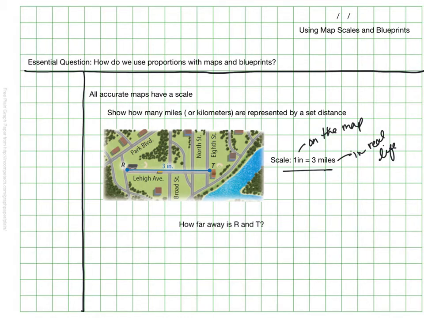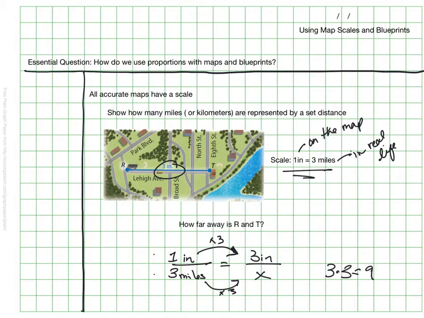Luckily, we can use proportions to solve this. I'm just going to set up a proportion down here. So in my proportion, I'm going to use my scale and say that 1 inch is equivalent to 3 miles. And on the map, I can see here that R and T are 3 inches away. So the question is, how many miles away are there, right? And I can easily see on this one that 1 times 3 is 3. So 3 times 3 equals 9. And that's how I would use my scale to read that map.